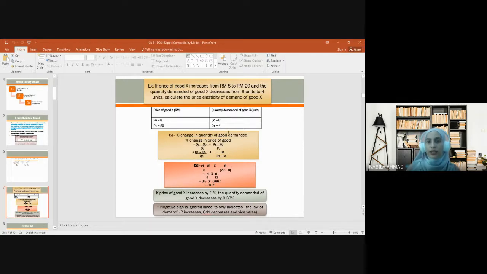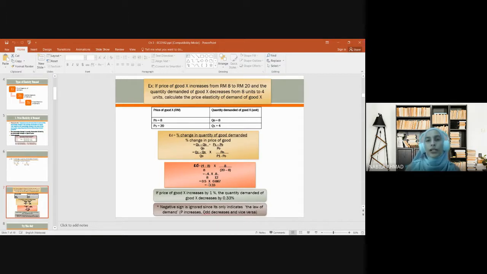So the formula kita tulis balik lah. Right, so bila formula ni kita tulis balik and then kita kena masukkan semua information yang kita dah identify tadi di dalam formula ini. Okay, so (4 minus 8) over 8 times 8 over (20 minus 8). Bila kita kira, kita akan dapat negative 0.33. Okay, negative 0.33. So bila kita kira untuk price elasticity of demand, kita wajib dapat value negatif. Kita wajib dapat value negatif. Kenapa kita kena dapat value tu negatif? Sebab negatif ni nak tunjukkan apa? Law of demand.